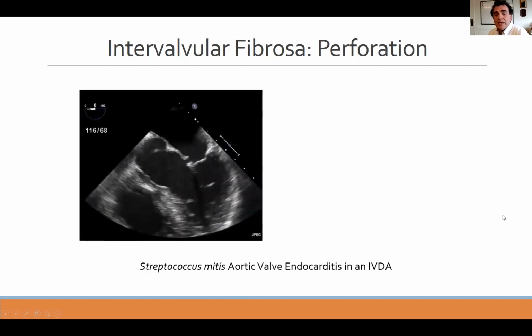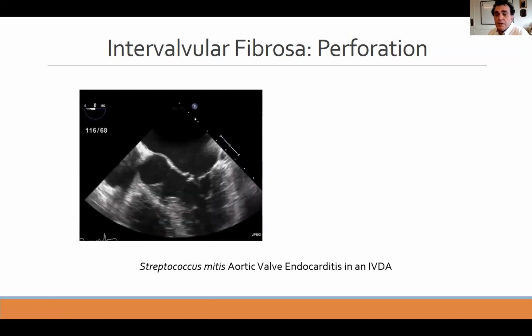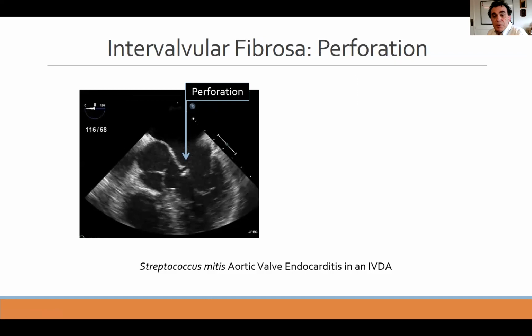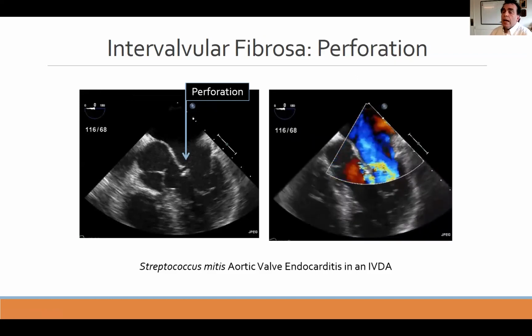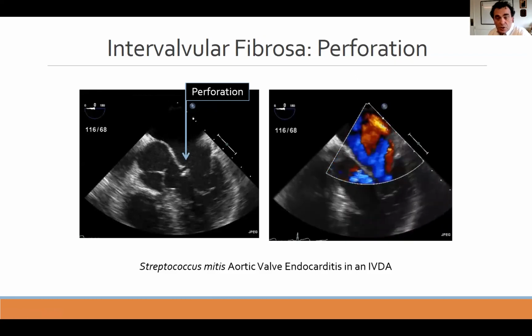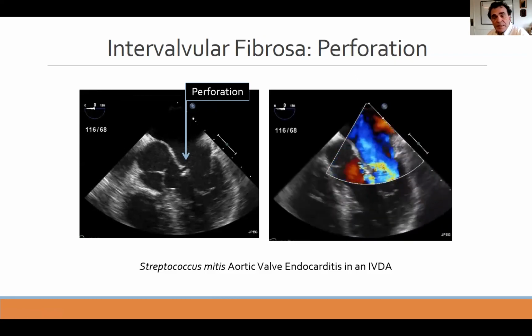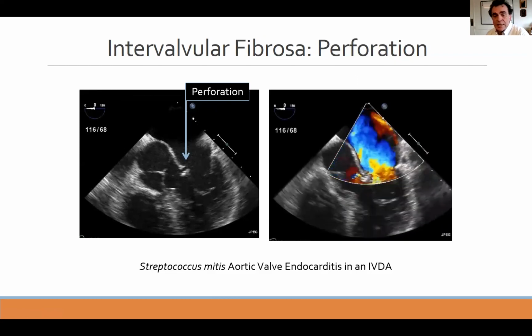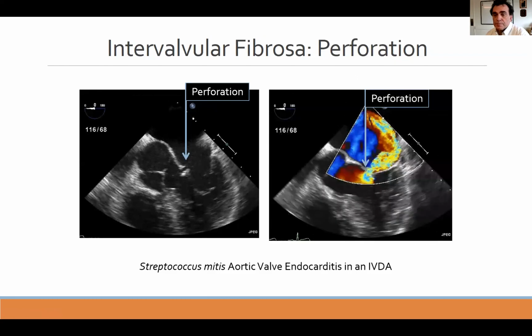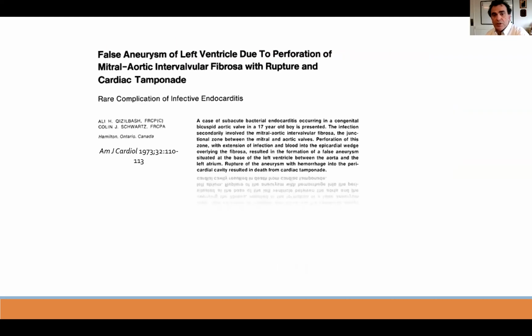How about Streptococcus mitis aortic valve endocarditis in an intravenous drug user? And you see there is a perforation of the intervalvular fibrosa. So just above the mitral valve, there is a hole that leads to a severe jet that is physiologically equivalent to mitral regurgitation, but this is technically an LVOT to left atrial shunt through a perforation inside the intervalvular fibrosa. You see a nice flow convergence just before the hole in the intervalvular fibrosa, continuing as a regurgitant jet, similar to mitral regurgitation.